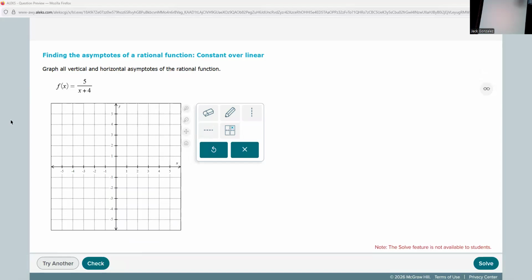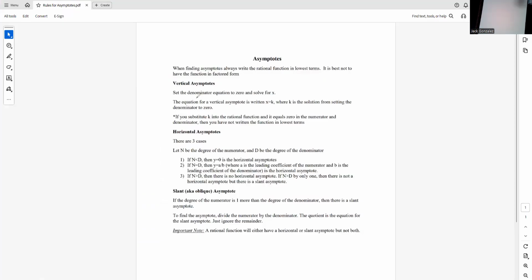So vertical asymptote. That's always going to happen when the denominator is equal to 0. So you just take the denominator, in this case it's x plus 4, set it equal to 0, and solve for x. You can also just see it by plugging in -4. But if you're rusty, just solve for it. There it is. So this is the equation for the vertical asymptote in this question. So whenever the question asks for the vertical, set the denominator equal to 0.